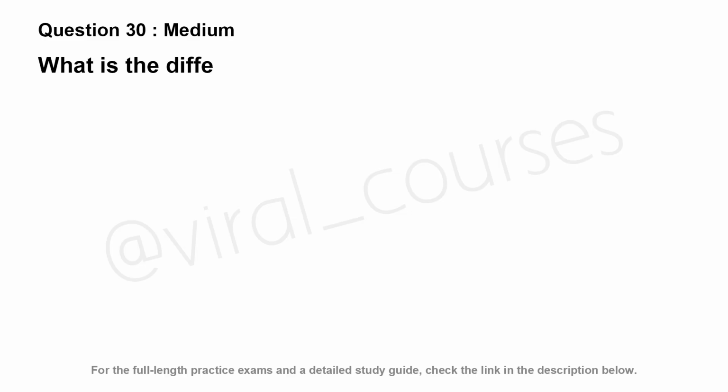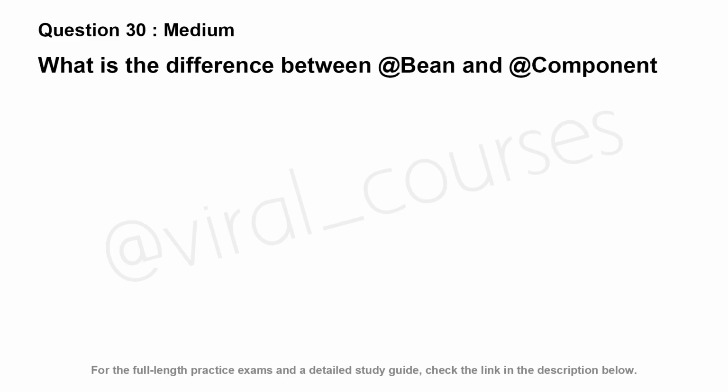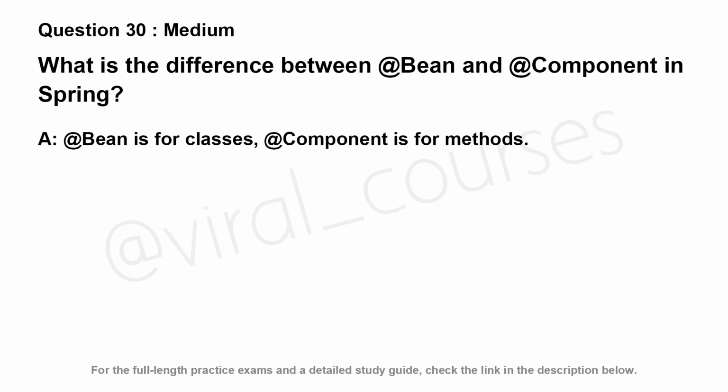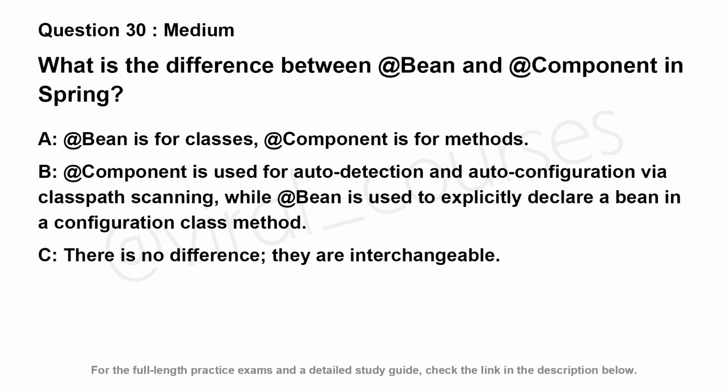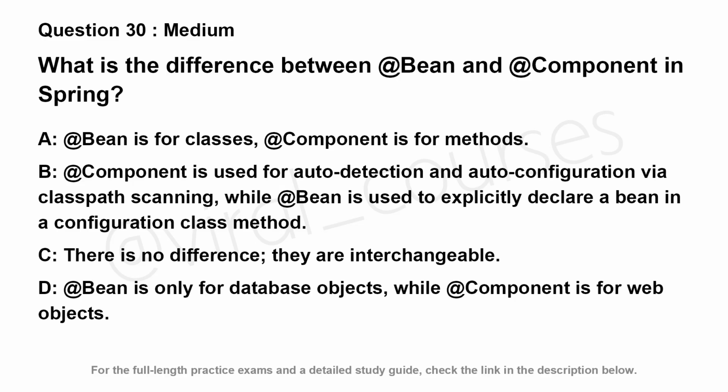What is the difference between @Bean and @Component in Spring? Option A. @Bean is for classes. @Component is for methods. Option B. @Component is used for auto-detection and auto-configuration via classpath scanning, while @Bean is used to explicitly declare a bean in a configuration class method. Option C. There is no difference. They are interchangeable. Option D. @Bean is only for database objects, while @Component is for web objects.